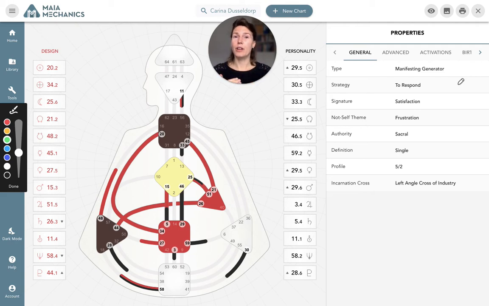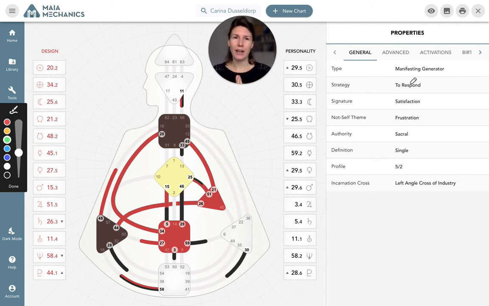Instead of initiating my way through life by what my mind thinks I should be doing. It's a very different dynamic, right? It's really different. So responding to life, that's the strategy. That's basically how I am supposed to dance with life, which is correct for me.